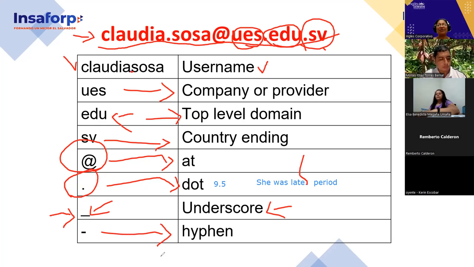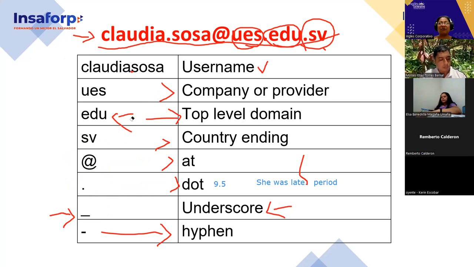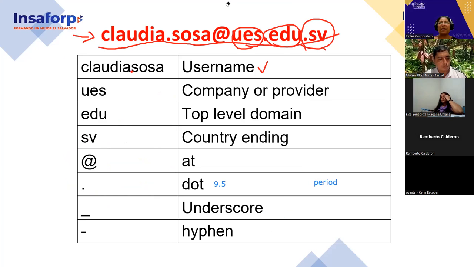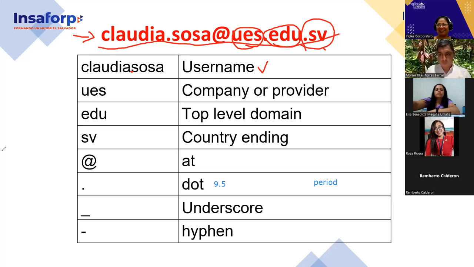So, ya que logré identificar cada uno de las partes, what is the company or the provider, now that I have already checked about the domain, and also if it is a dot, a period, or a point, you know perfectly now how to use them. Now you are going to say your email. Todos me escriben su correo in the chat box, please. Write down your email in the chat box. Correo personal. Yes. Okay.